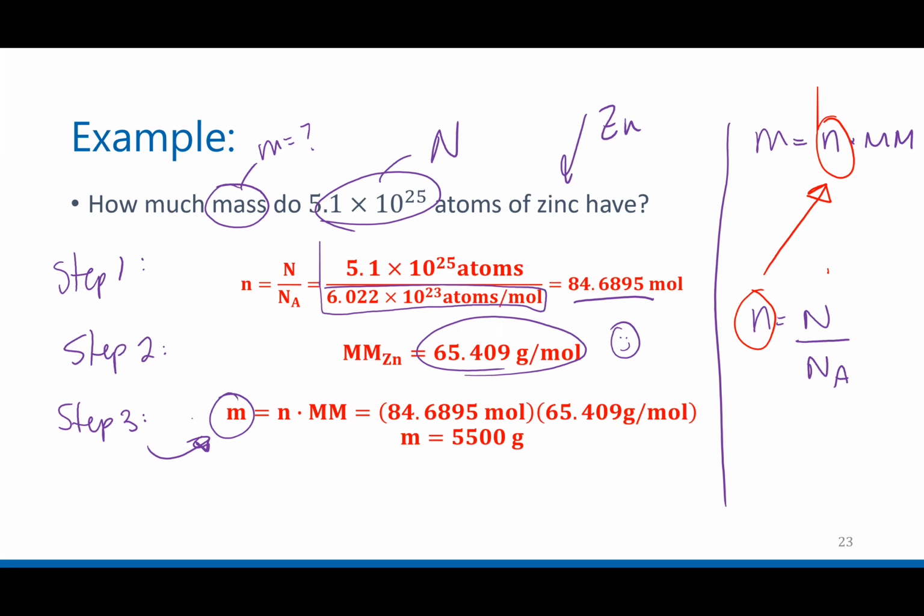Step number 3 is to calculate the mass. So mass is moles times molar mass. So I just take my two answers from step 1 and step 2 and multiply them together using this formula. Really, the only challenge here is making sure you know your formulas and you know how to rearrange them and use them.